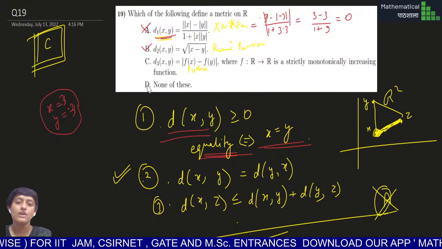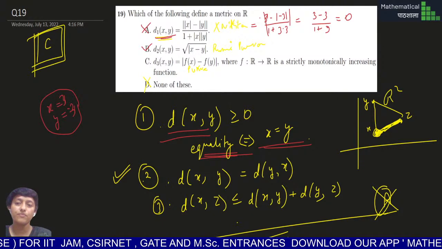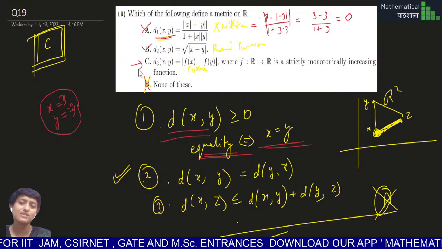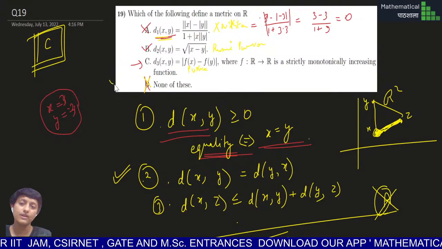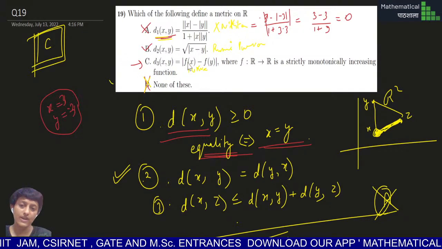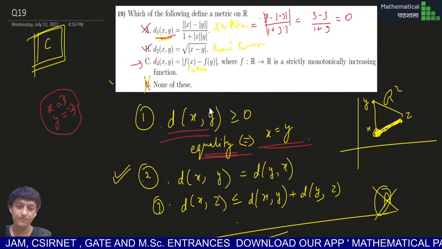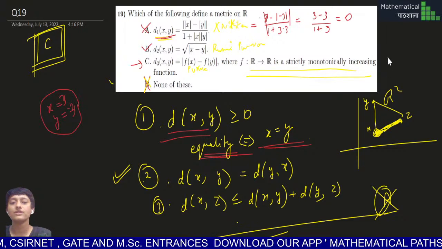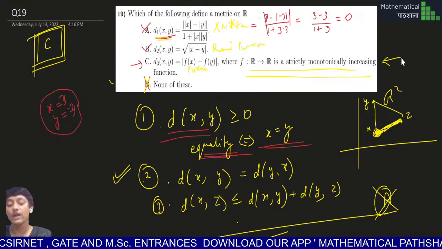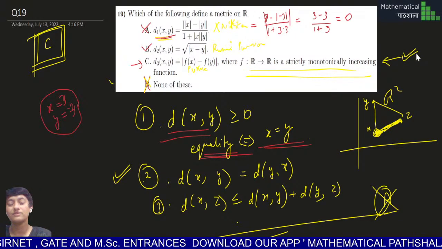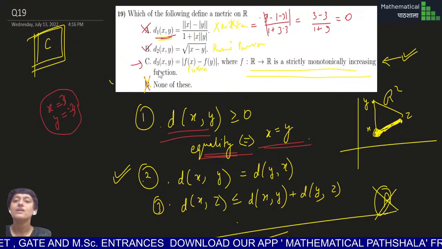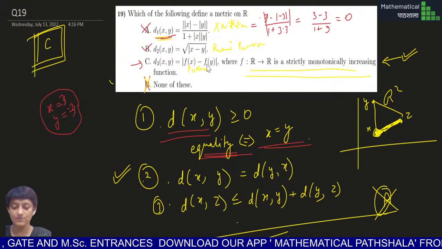Okay, so none of these options is false because the option number B is correct. So none of these is itself incorrect. So we just have to check the option number C now. All right. It is d of xy is fx minus fy. Also, one property is given. I have told you in the first lecture also that don't miss out any property. Alright? So, d of xy is fx minus fy.